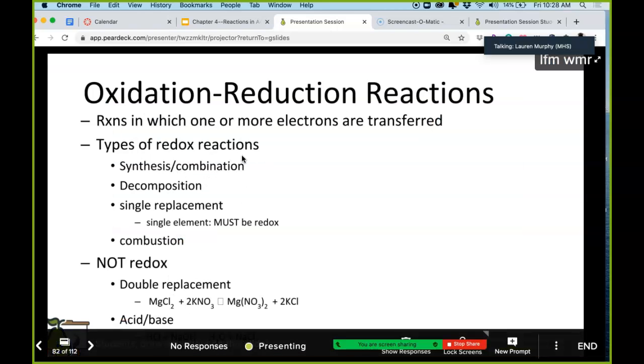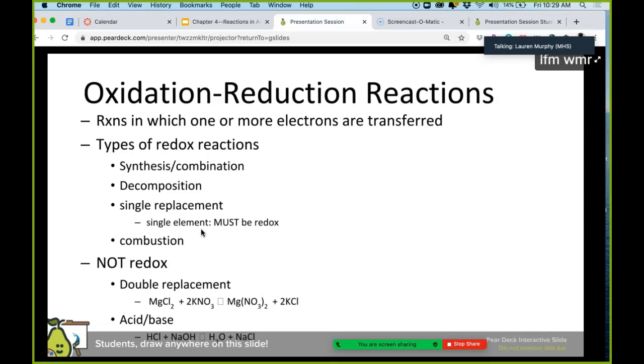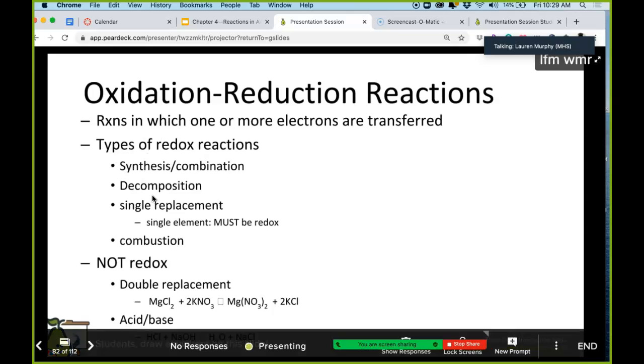These types of reactions, oxidation reduction, also known as redox reactions, are reactions you've already done. You just didn't know that they were redox reactions. Synthesis and combination reactions can be redox reactions. Decomposition can be redox reactions. Single replacement can be redox reactions. Combustion reactions are redox reactions. Generally, our double replacement and acid-base problems are not redox, and let me show you why.